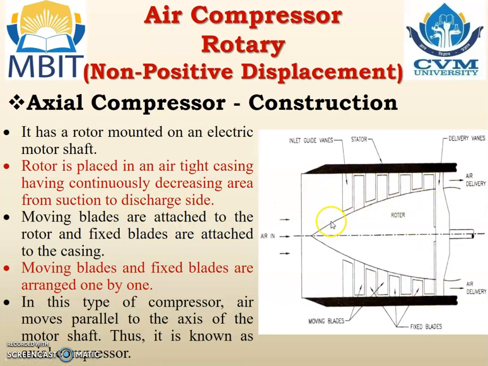So rotor is connected with some blades, and those blades are known as the moving blades. And fixed blades are attached to the casing. So casing is connected with the blades, which are known as the fixed blades. Moving blades and fixed blades are arranged one by one. So it means one fixed blade, then moving blade, then fixed blade, and then moving blade. In this type of compressor, air moves parallel to the axis of the motor shaft, and thus it is known as the axial compressor.